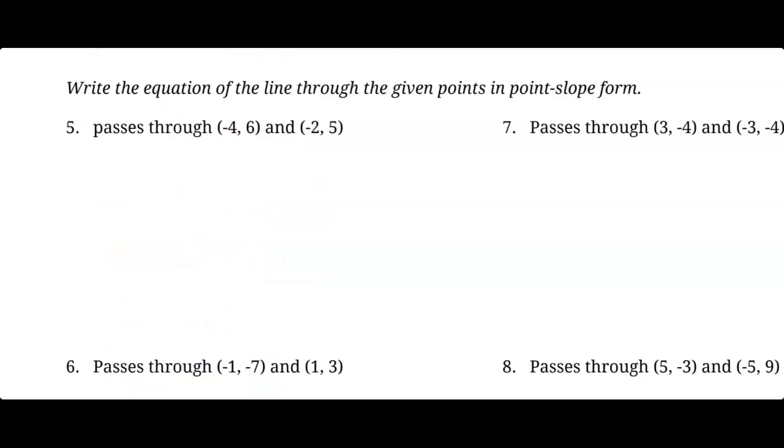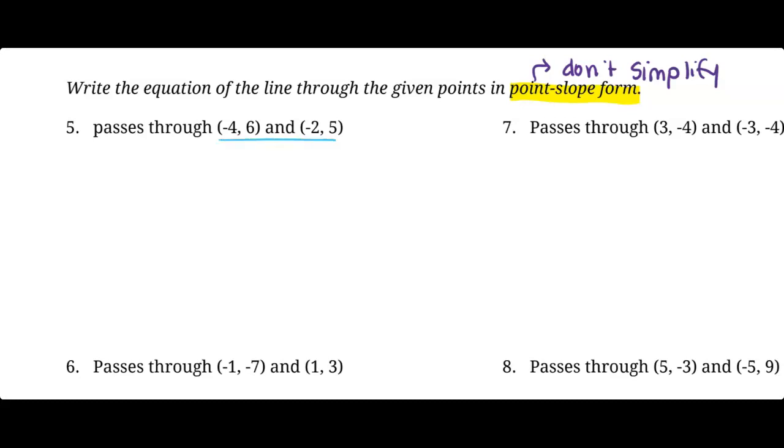Okay. So moving on to the next part. Now we have to write the equation of the line through the given points, and we're going to use point-slope form. So that just means we don't simplify. We just plug it in and we're done. And so this is kind of nice because there's going to be a little bit more work up front. But so we want to pass through these 2 points.